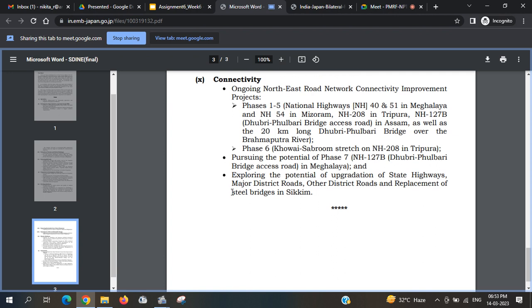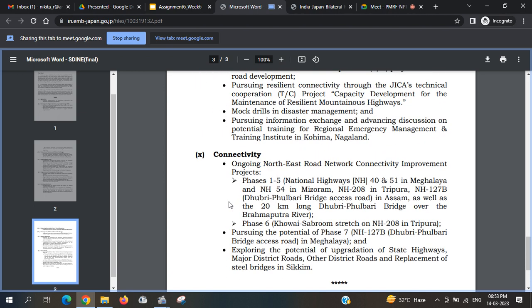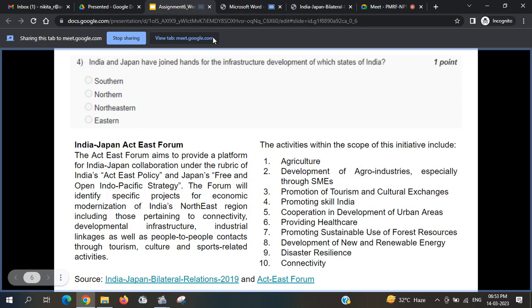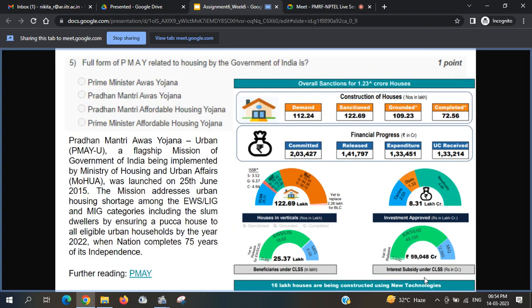Apart from that, even upgradation of state highways and major district roads are a part of this connectivity vertical of the forum. So I hope this helps you understand a little bit more about the different infrastructure development projects which are part of this Act East Forum, which is a part of India and Japan's bilateral relationship for infrastructure development in northeastern states of India. I hope this question is clear. We'll move on to the next one.